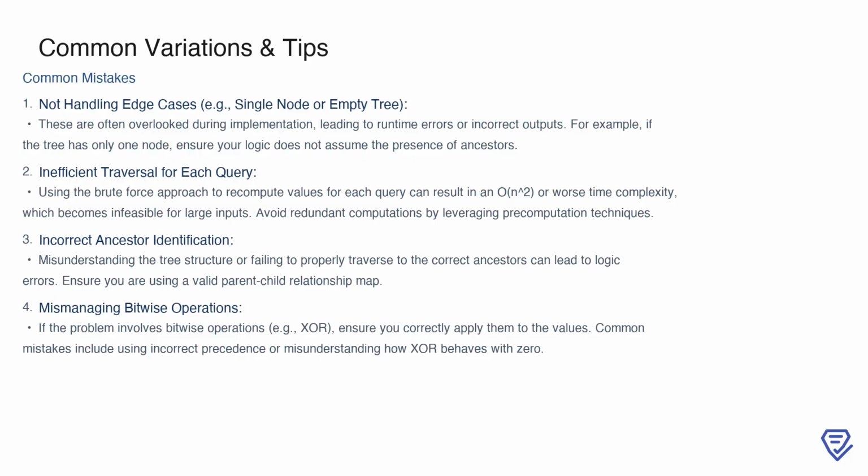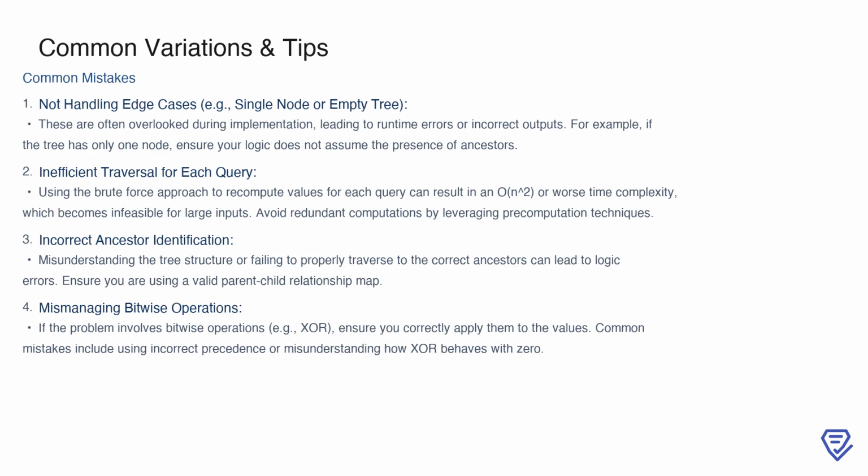Another frequent issue is incorrect ancestor identification. This can happen if you misunderstand the tree structure or fail to properly traverse to the correct nodes. A robust parent-child mapping is essential for accuracy. Lastly, mismanaging bitwise operations, such as XOR, is another potential pitfall. Always ensure you're applying these operations correctly, paying attention to operator precedence and understanding how XOR behaves, particularly with values like 0.